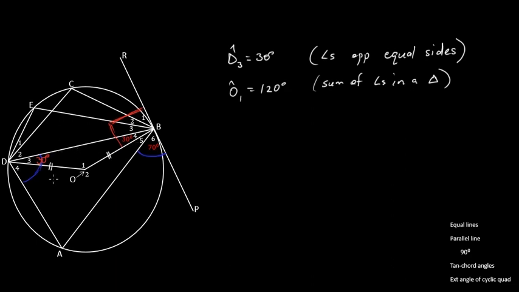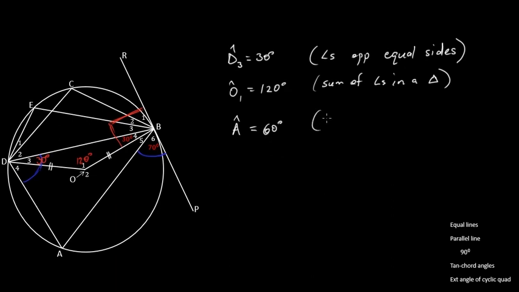30 plus 30 is 60. 180 minus 60 is 120. Now, O1 becomes a new starting point to say what's the relationship between O1 and the next angle we are looking for. We are looking for angle A. So what's the relationship between O1 and A? Angle at the center is 2 times angle at the circumference. So A is going to be 120 divided by 2, which is 60 degrees.